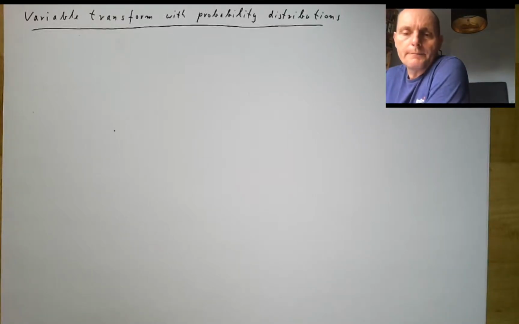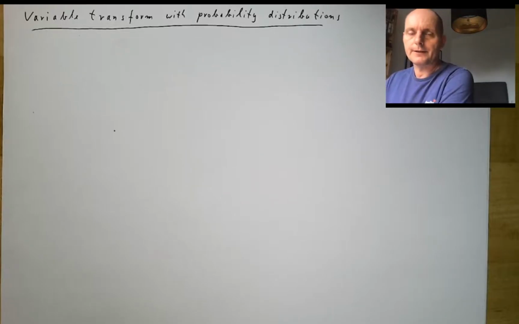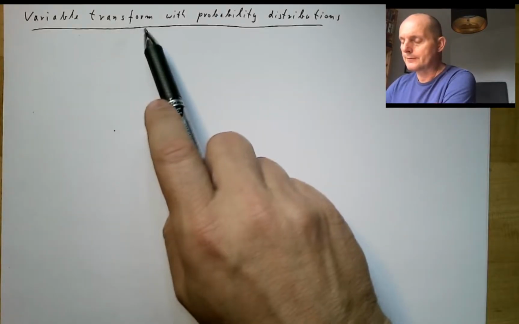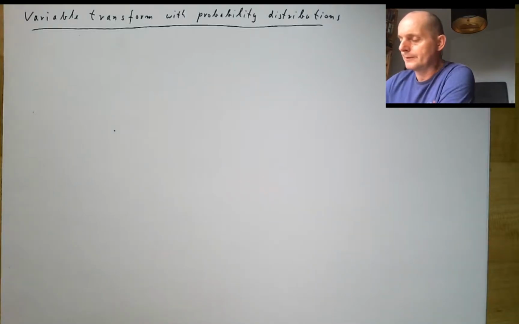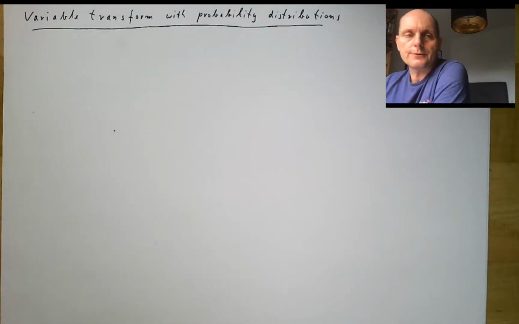Hello, welcome to lecture 12, video 12 in the lecture Advanced Mathematic Modeling. Today I want to introduce variable transforms of random variables and the application for the associated probability distributions.